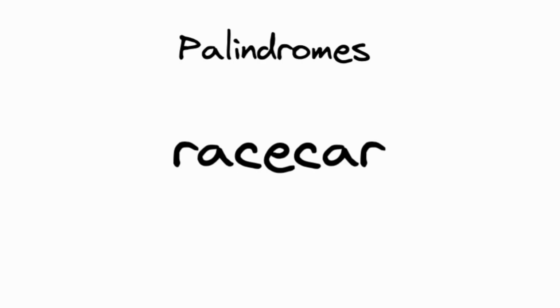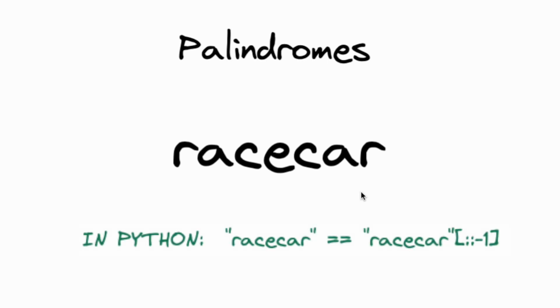A palindrome is when you can reverse the order of the letters in a word to create the same word. We can figure out if a string is a palindrome by simply reversing the string and comparing it to the original string. You might be asked to determine if a string is a palindrome without using built-in functions.